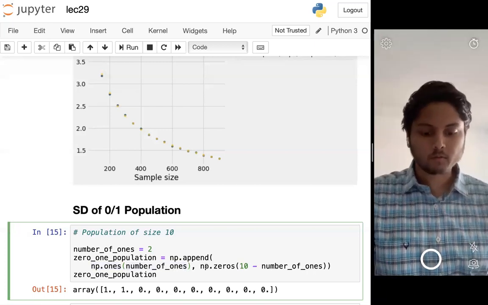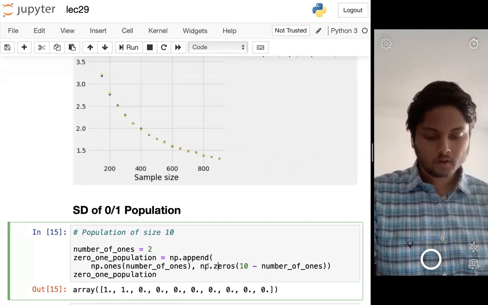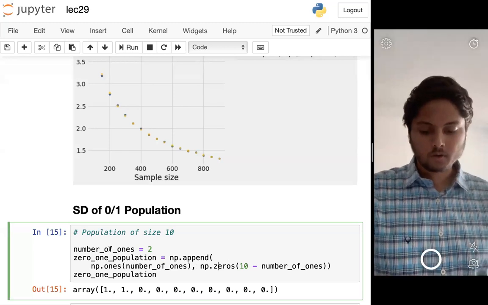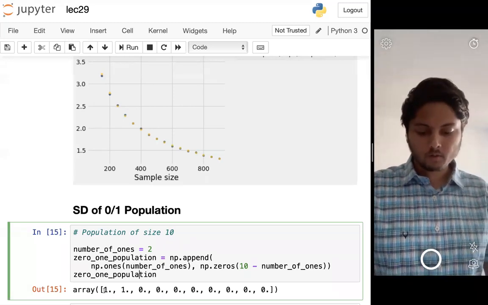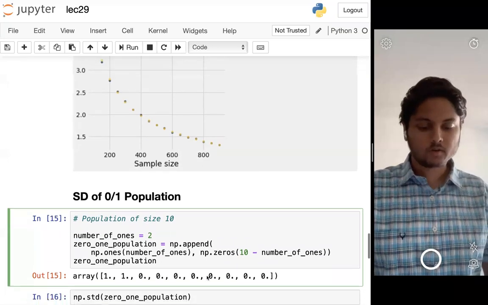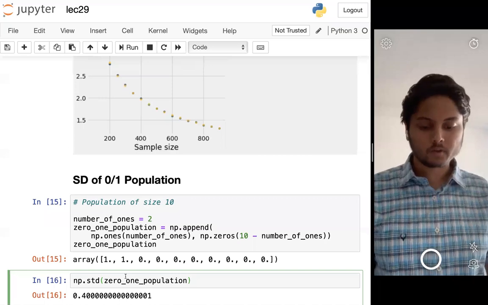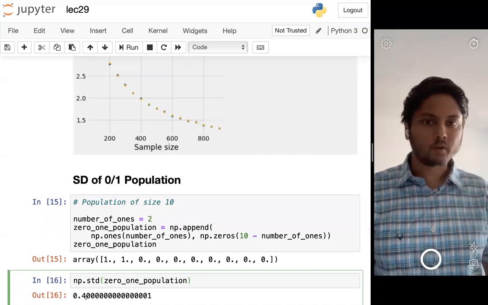We pass in number of ones, and then also zeros. How many zeros are there? It's 10 minus the number of ones. So this is just how we create a population. And if you run this code here, we get 2 ones followed by 8 zeros. And then if we run the standard deviation, if you want to see what the standard deviation of the population is, it has a standard deviation of 0.4.